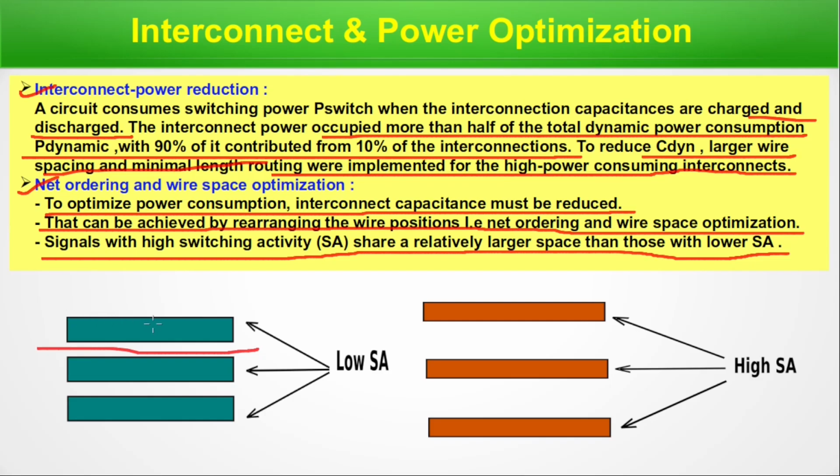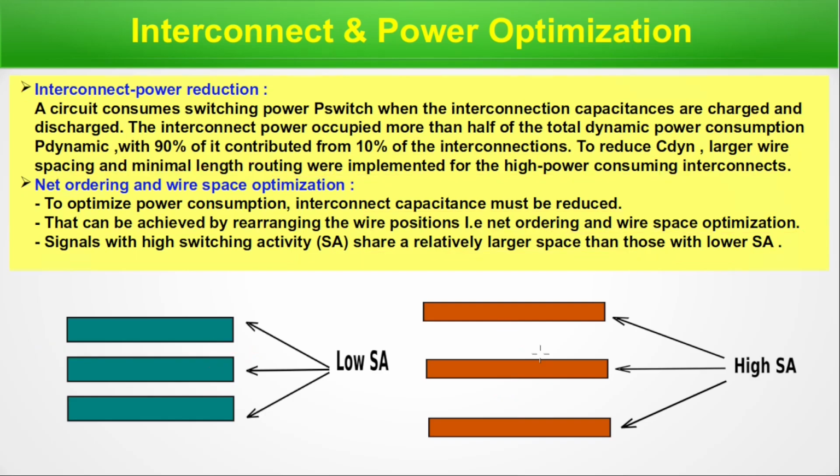Interconnects with high switching activity are placed apart. The distance between interconnects with higher switching activity is more compared to those interconnects which have lower switching activity. In between distance is less here and in between distance is higher here. That is called net ordering and wire space optimization. That can be done for power optimization. We are done with this slide and we will move to the next slide.